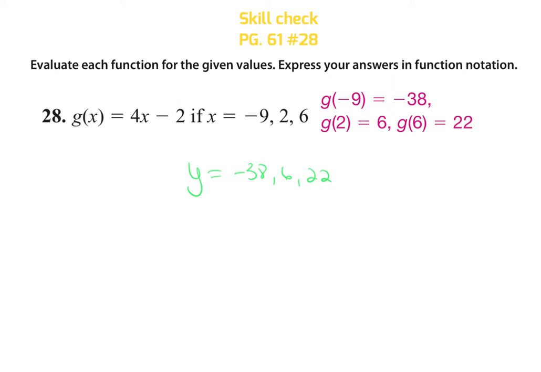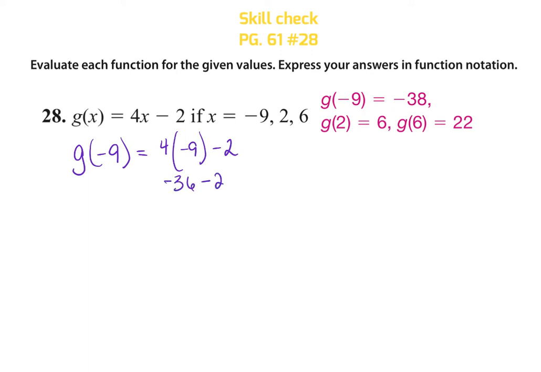All right, so to get these, you're going to plug it in. So the first one they wanted was g of -9. You're going to say 4 times -9 minus 2. 4 times -9 is -36 minus 2, which is -38. So that's where they would have gotten this one.